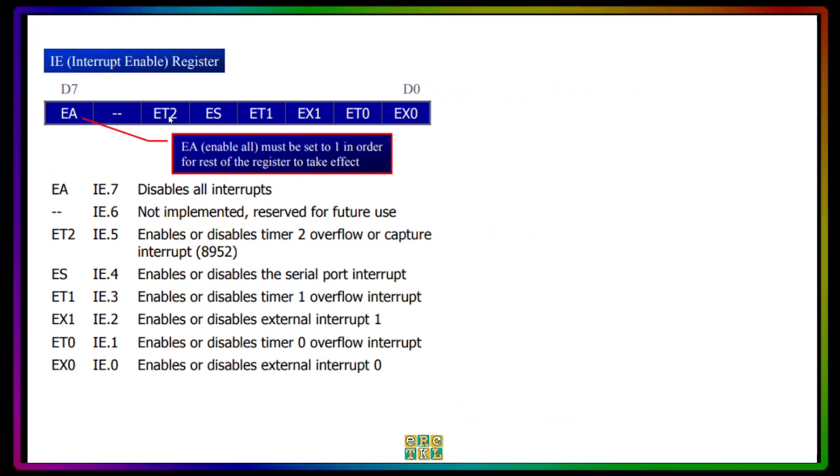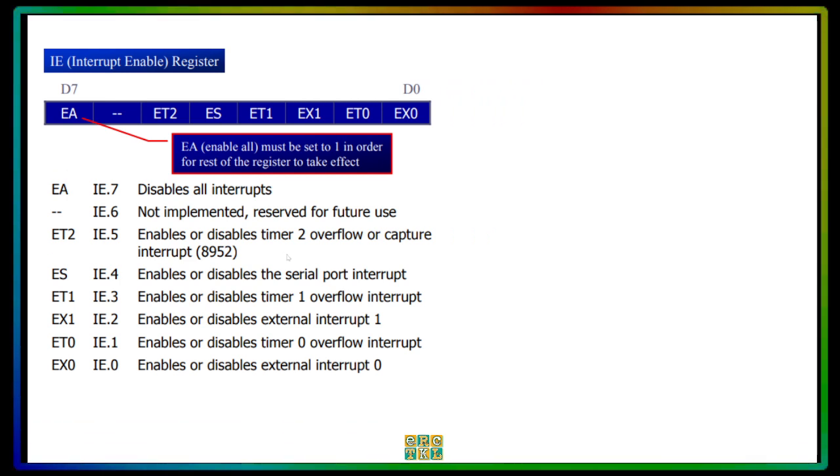Let's start with ET2. ET2 is the timer 2 interrupt. This is on position number 5, or D5, or data 5. So from data 0, this is data 5, or if we count from 0: 0, 1, 2, 3, 4, 5. So if you want to use timer 2, we can put 1 to ET2.